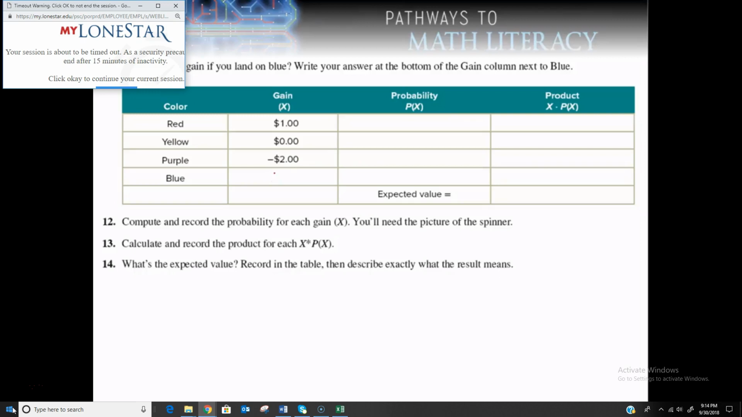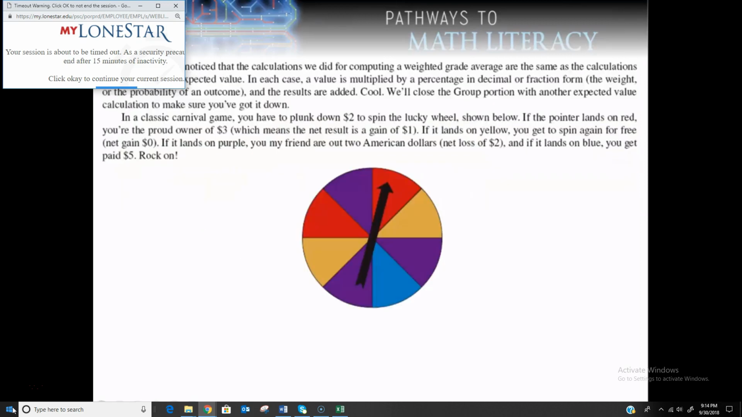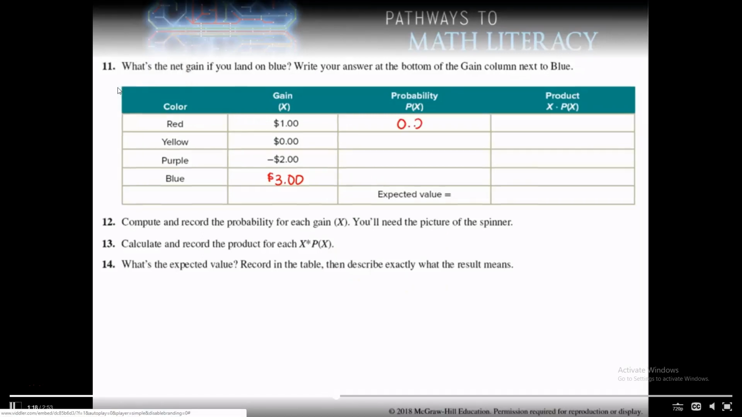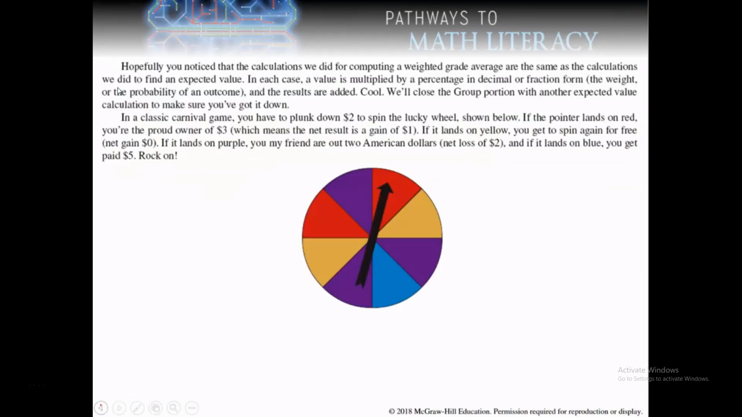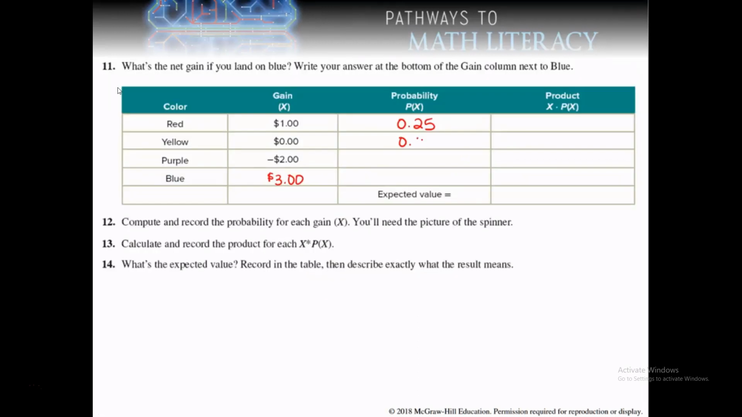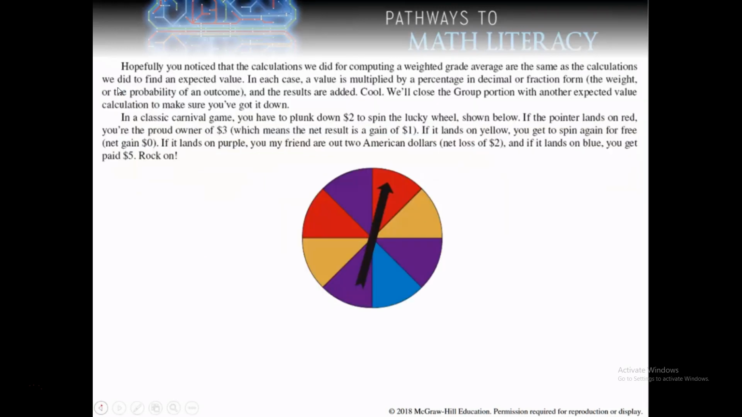In 12, we need a probability for each color. So we're going to need to look back at the spinner. There are 8 different equally sized portions on this spinner. And so for red, 2 out of the 8 are red. So that'll be a 2 out of 8 or 0.25 probability for red. And then for yellow, also 2 sections that are yellow. So that will also be 0.25. For purple, we have 3. So 3 out of 8 gives us 0.375.